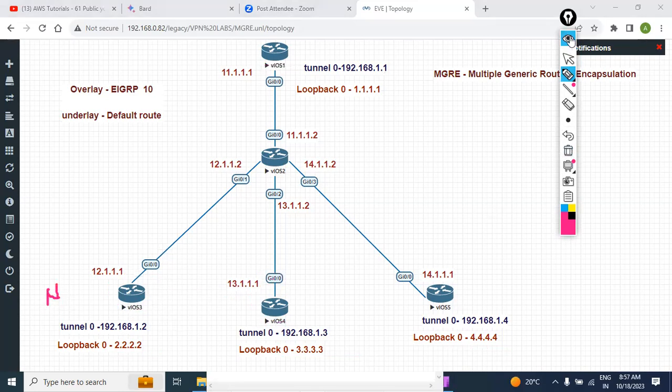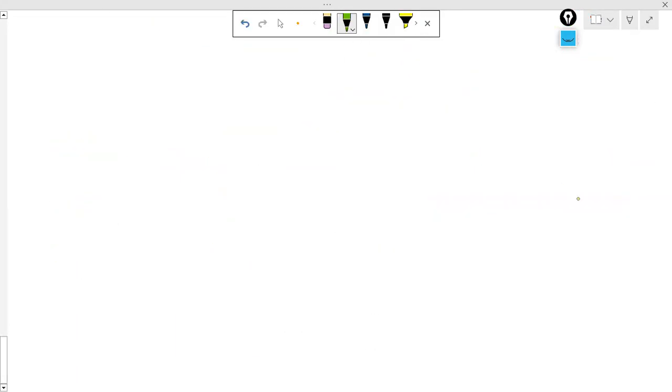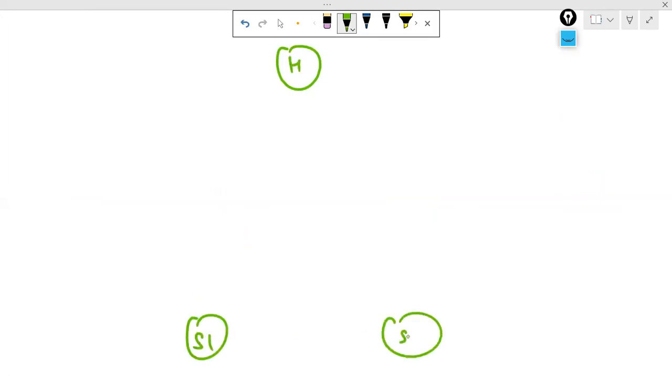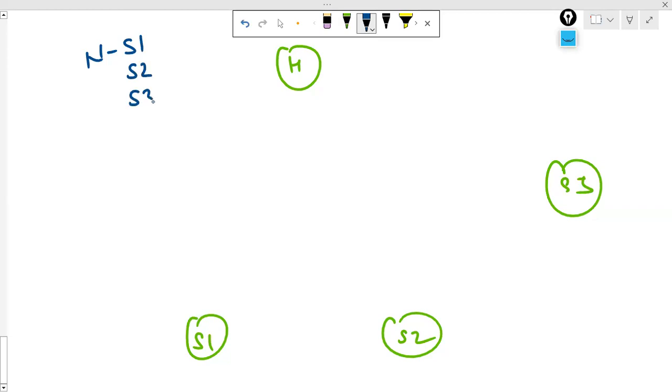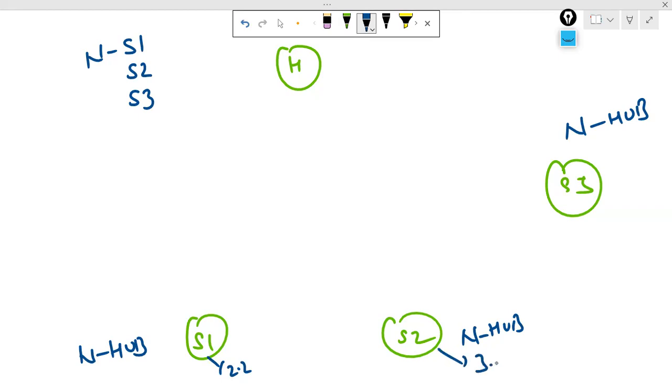If I talk about my neighbor, if I just go back here, this is hub, this is spoke 1, and I'll add spoke 2, spoke 3 here. Who's my neighbor here? The neighbors are spoke 1, spoke 2, and spoke 3. For each spoke, who's my neighbor? Hub. So here we have two pieces of information, two networks: a 3.0 network and a 4.0 network.